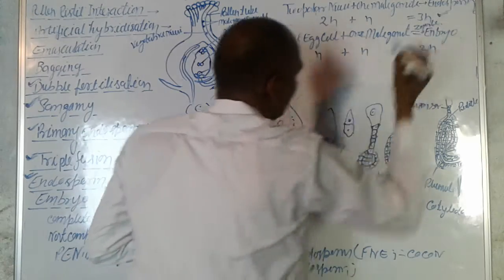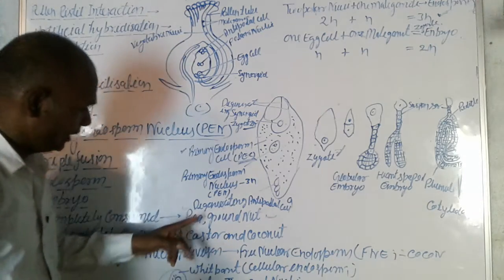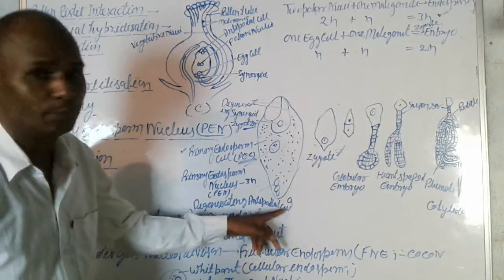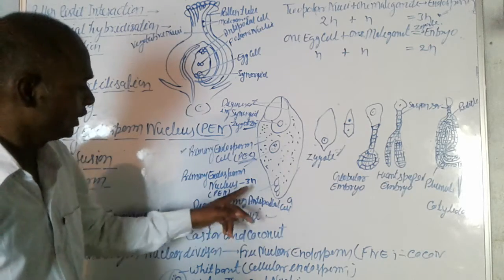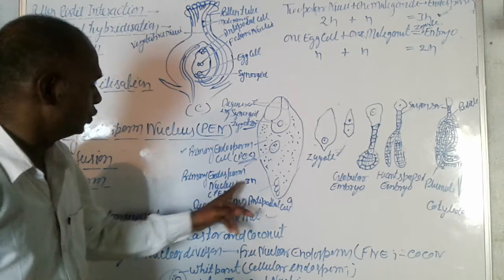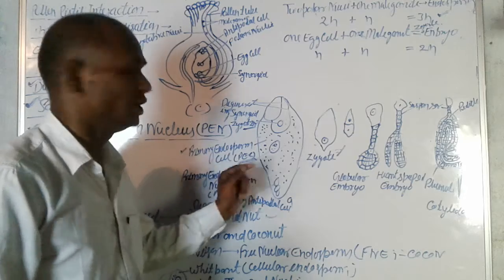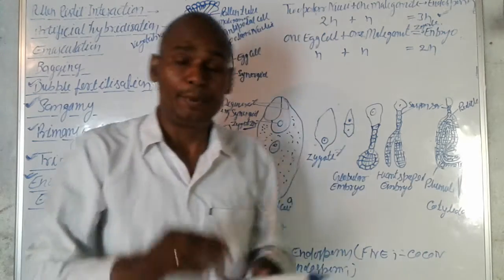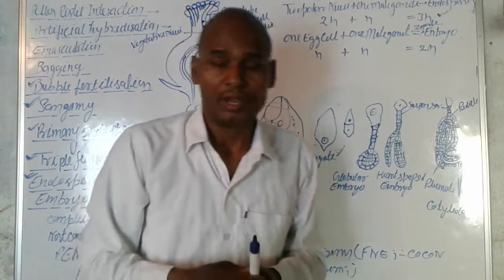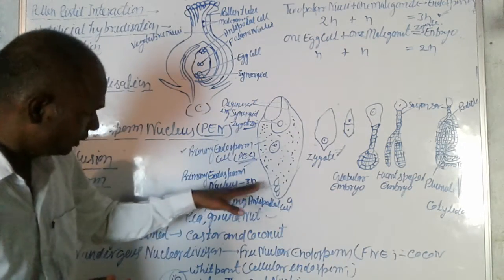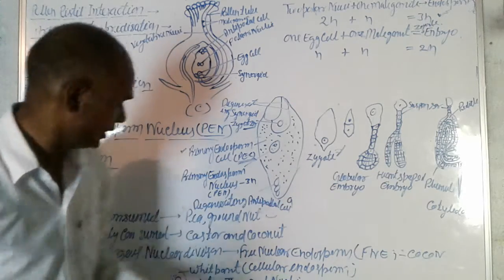This is the 3n, okay? And this is the degenerating antipodal cell. We know about the antipodal cell. So the primary endosperm nucleus 3n is the PEN, and the primary endosperm cell is the PES. PES provides the nutrients for the embryo, and they are also divided into categories.